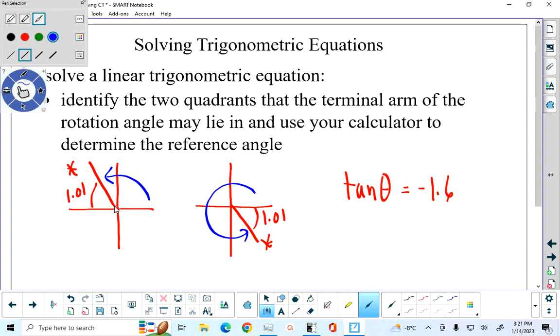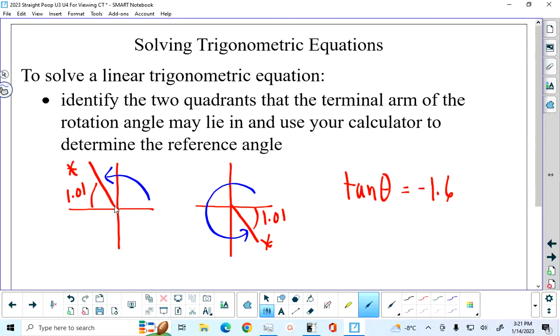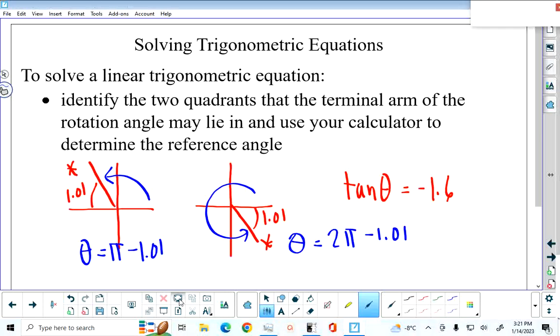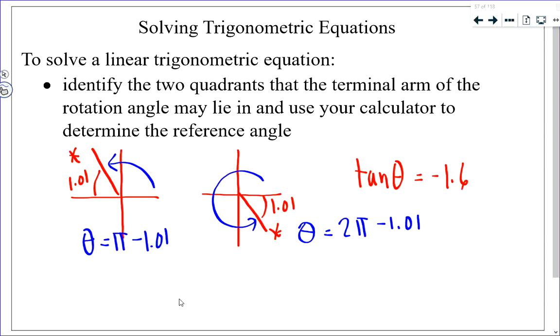And this goes back to my discussion earlier about the connection between reference and rotation angles. This rotation angle theta would be pi minus 1.01. This rotation angle theta would be 2 pi minus 1.01. And I'm not going to work out what those numbers are. Those would be the two solutions. So this is one way in which you could find the solution to that problem.